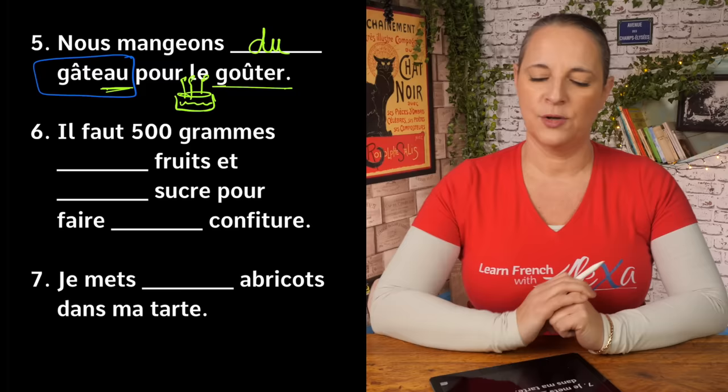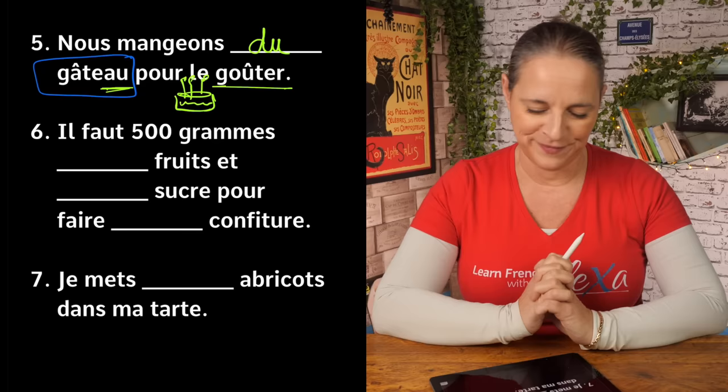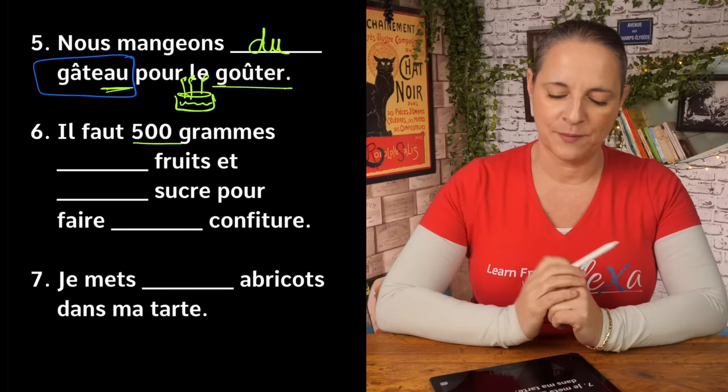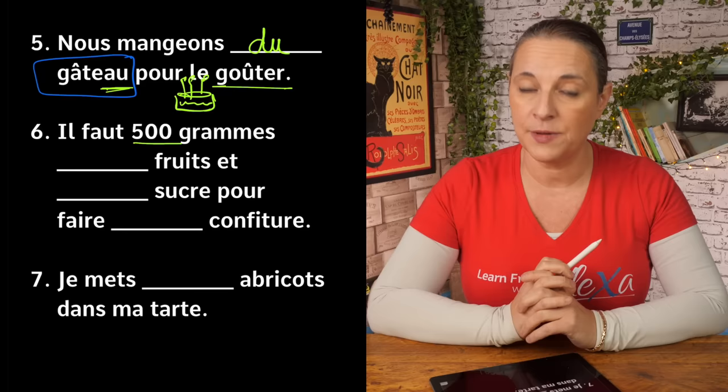Nous mangeons du gâteau pour le goûter. Okay, next one. We have quantities here. Il faut 500 grammes something fruit et something sucre pour faire something confiture.